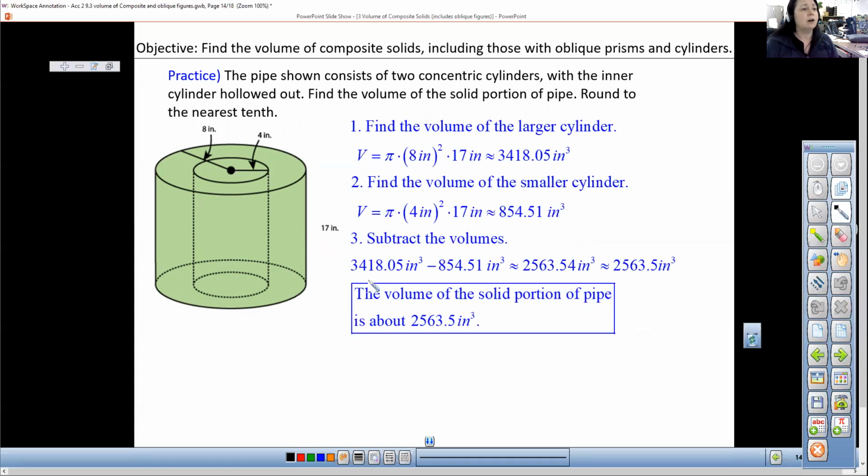So here, the volume of the larger cylinder, its radius is the 8 inches. So it's pi r squared, and its height is the 17. The volume of the smaller one has a radius of the 4. So it's pi r squared h, the same except use 4 for r. And then you have to remember to subtract larger minus smaller to get the solid part of the pipe, its volume.